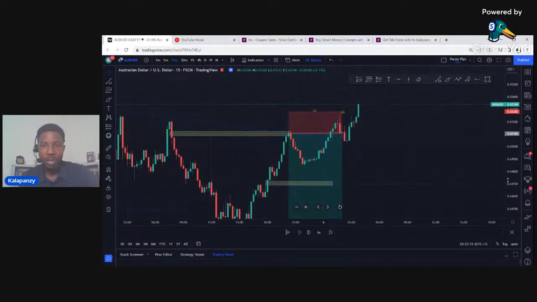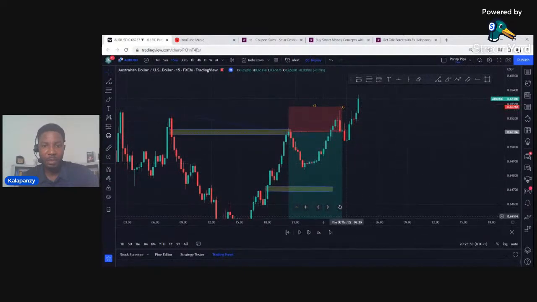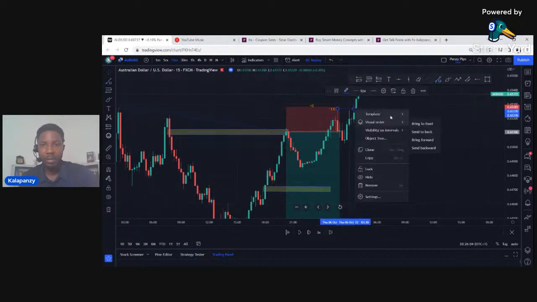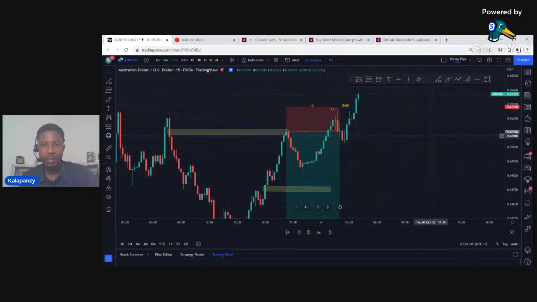Okay, so now the market is beginning to go bullish. So let's see what happens. Now, this was a liquidity grab, but we can also see it as a break of structure. This can now be a break of structure at this level. So we want to label that BMS bullish.